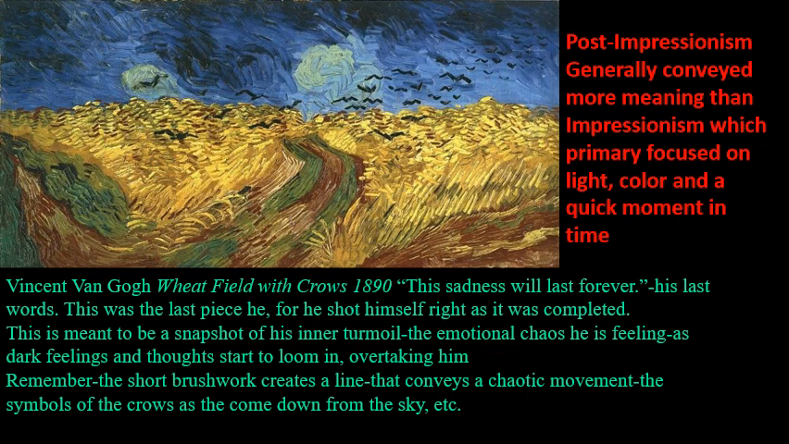But what really is looming up at the very top, in the blackness of that sky, is that the sky is thick with crows as they begin to come down over the wheat. Crows are usually a symbol of either death or at least a bad omen. This painting is meant to be a snapshot of where Van Gogh is at this moment inside his own head.